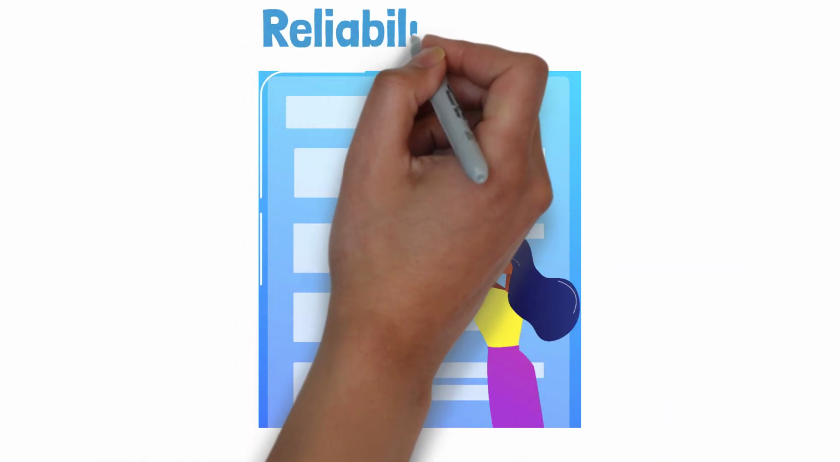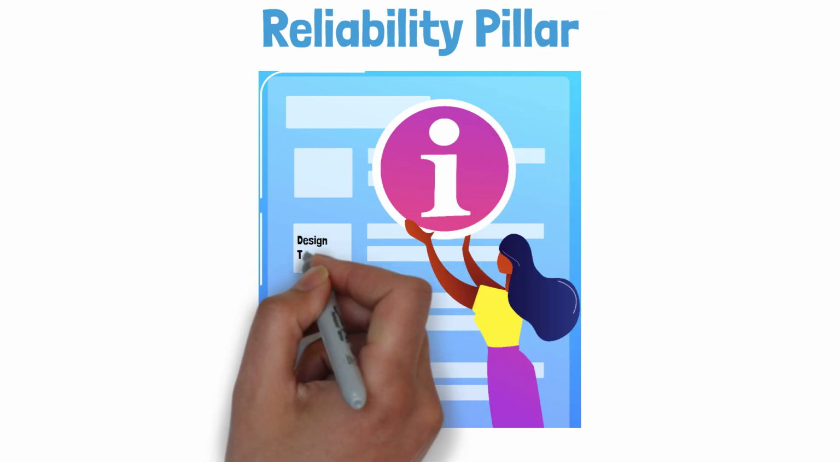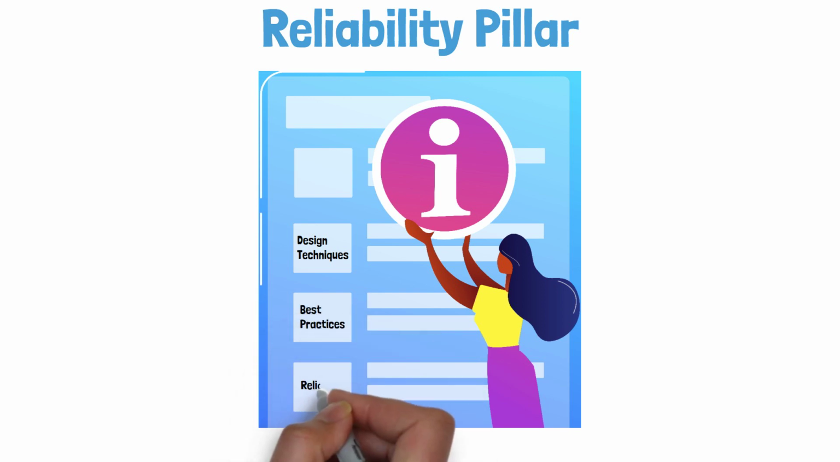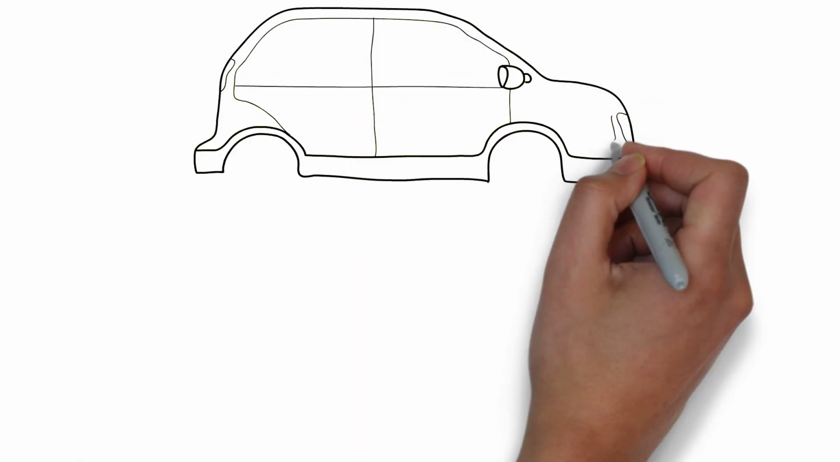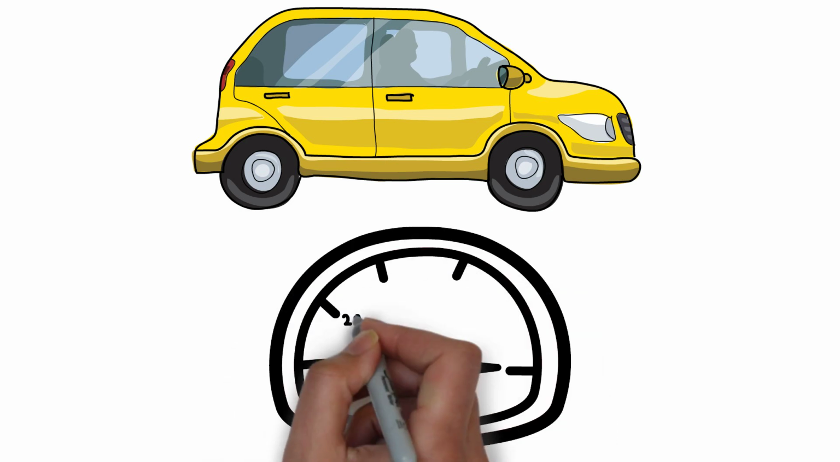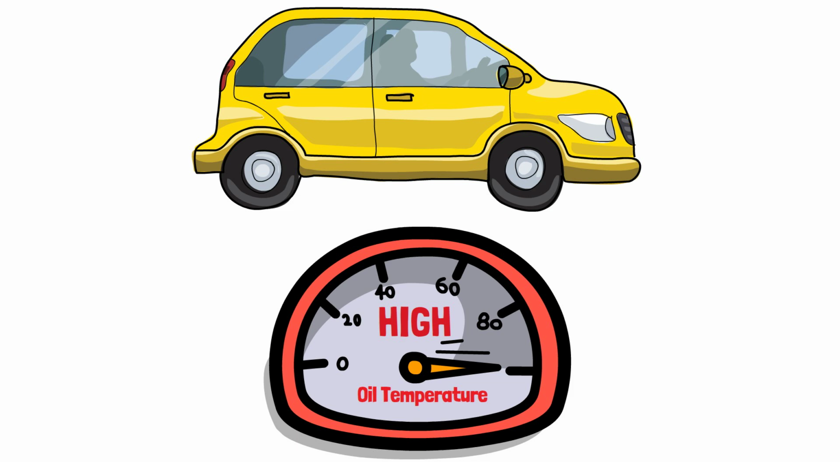In this video, we will explore the reliability pillar of the AWS Well-Architected Framework. After this video, you will learn design techniques and best practices to architect a reliable environment capable of enduring resource failures. Let us understand reliability using a car analogy. A reliable car breaks down less often, and it can alert you of any upcoming problems so that you can get it fixed before the car stops working.